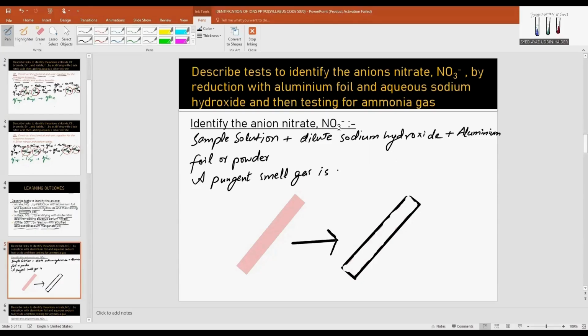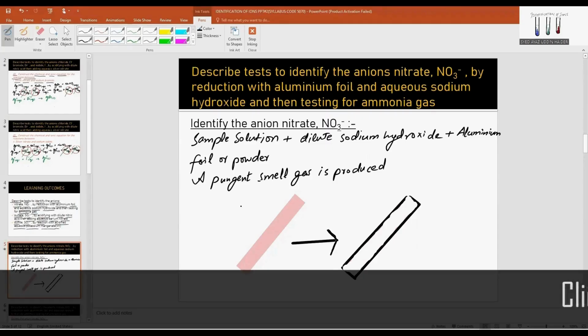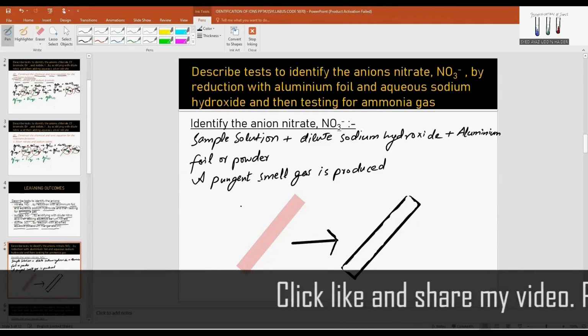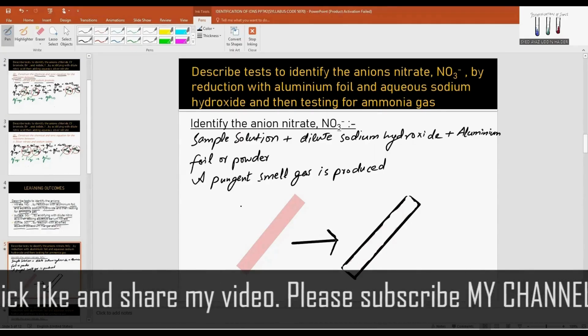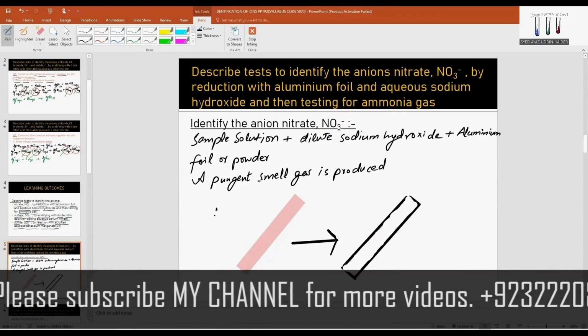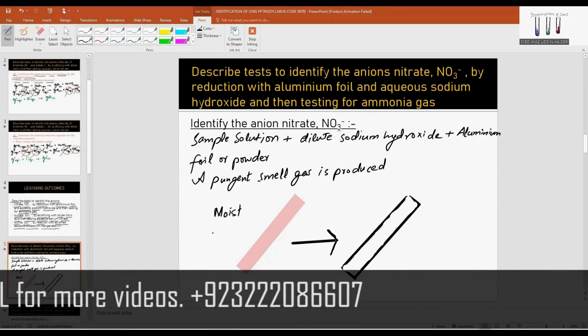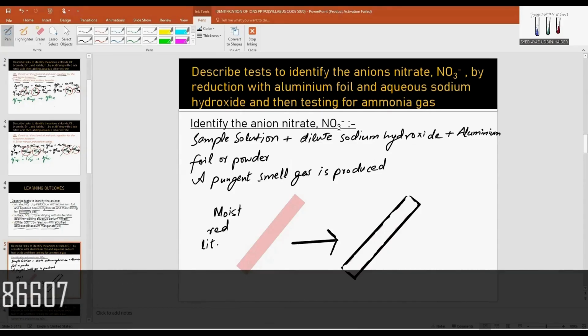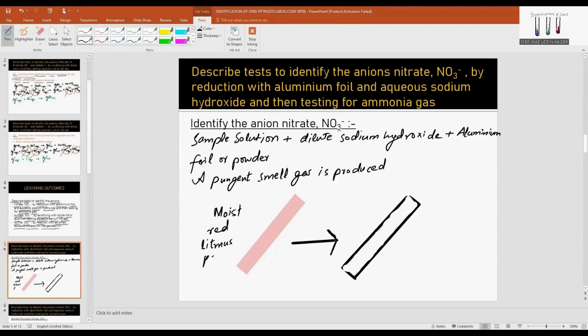A pungent smell gas is produced, which gives the test for ammonia. That is, it turns moist or damp red litmus paper blue like this. This is moist red litmus paper, and it will turn blue like this.